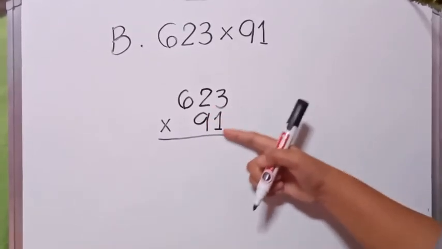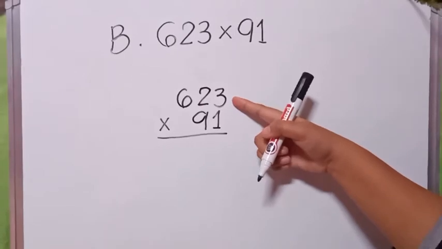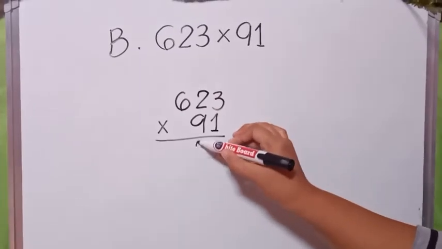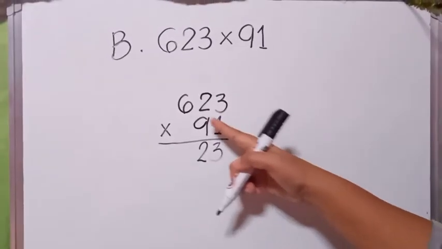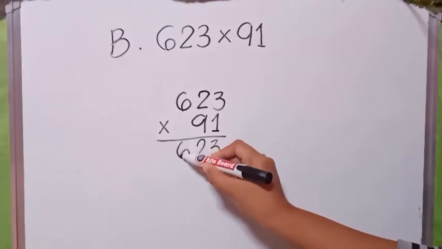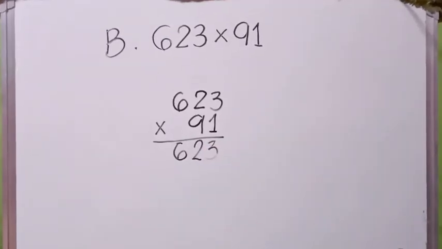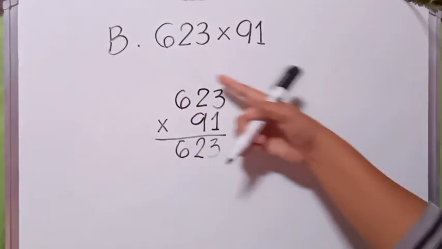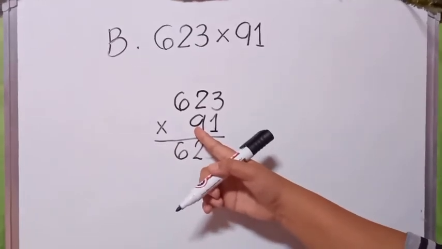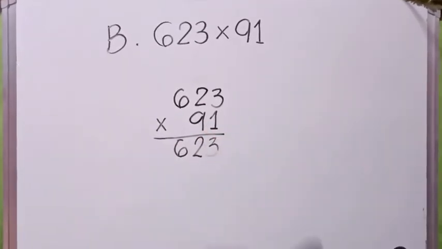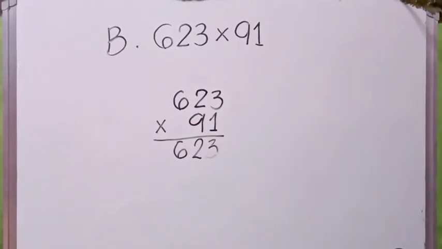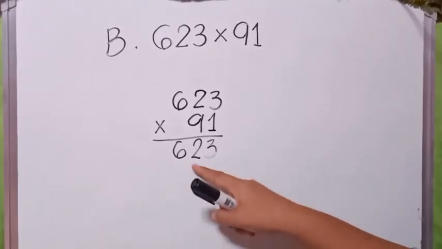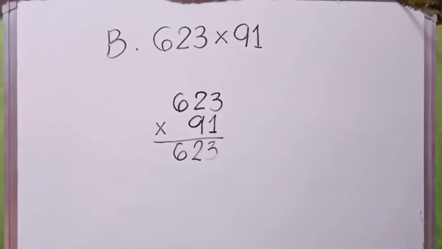So we'll start with the ones. 1 times 3, that is 3. 1 times 2, it's 2. 1 times 6, it's 6. Now that we are done with multiplying our ones, 1, into our 3-digit number, we will now go with our tens, which is 9. 9 times 3, that is 27. Because we cannot put 2 digits in one place value, we need to carry it over.